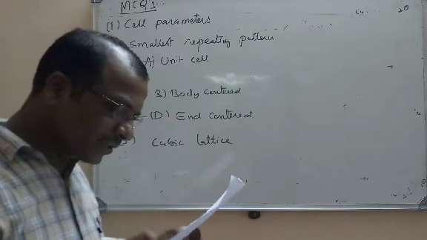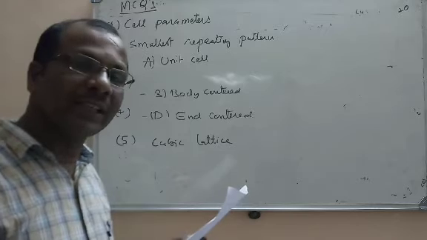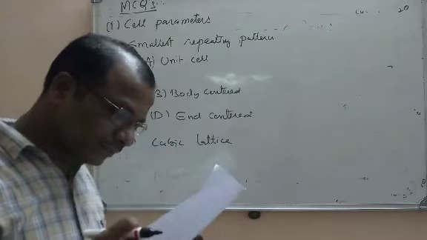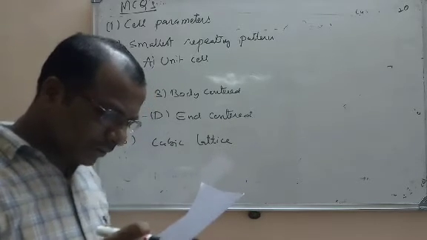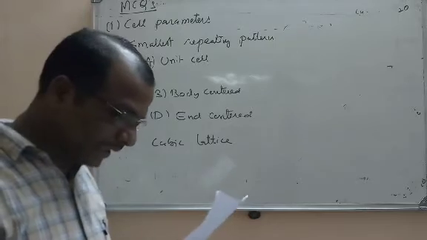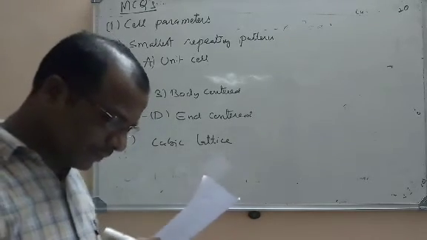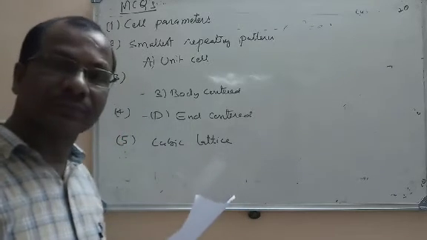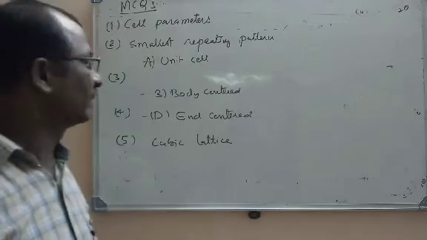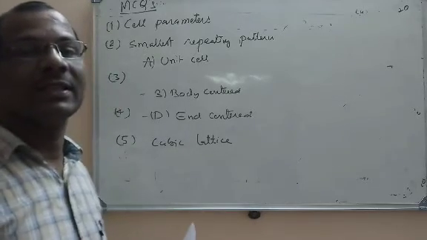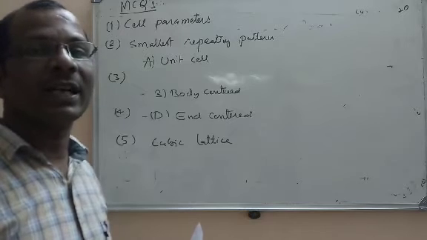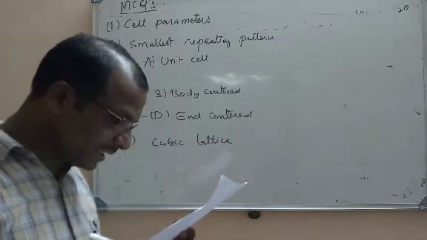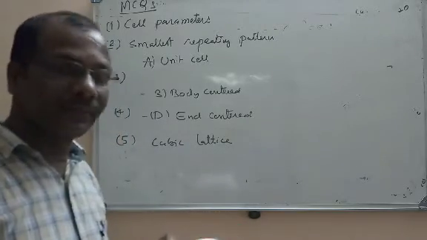Second option, a is not equal to b is not equal to c. Three axes are different, and alpha is not equal to beta, not equal to gamma, not equal to 90. All the three are different, and also alpha, beta, gamma are not equal to 90. It will become triclinic. Can you guess the right option? Cubic lattice means a is equal to b is equal to c, and alpha is equal to beta is equal to gamma is equal to 90. So what is the right option here? D is the right option.